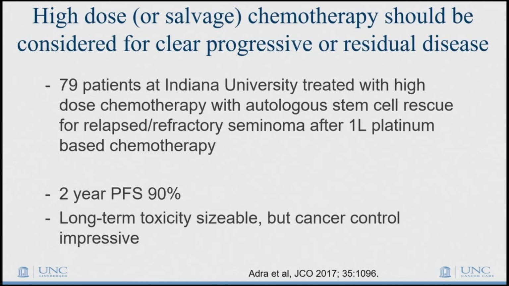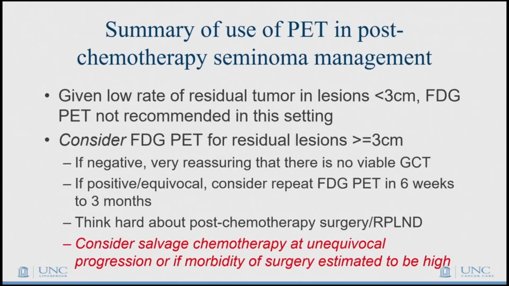And this is a follow-up from the Indiana group, looking at what happens if you wait and don't take these patients to surgery, and they progress with clear progression on imaging or increase in tumor markers. How do patients do? This is 79 patients at Indiana treated with high-dose chemo, very intense chemotherapy with stem cell rescue, who relapsed in their seminoma after first-line chemotherapy. Their 2-year progression-free survival was 90%, which is quite a bit higher than the RPLND group. That being said, systemic chemo is quite toxic, but the cancer control here is really impressive.